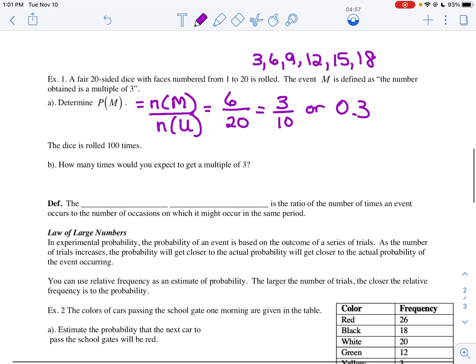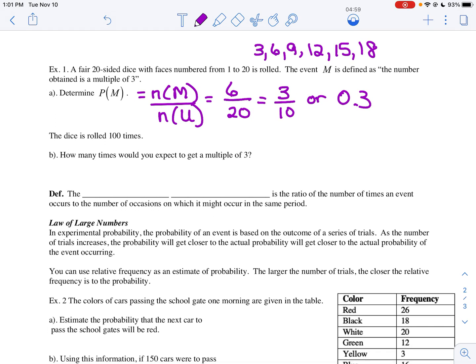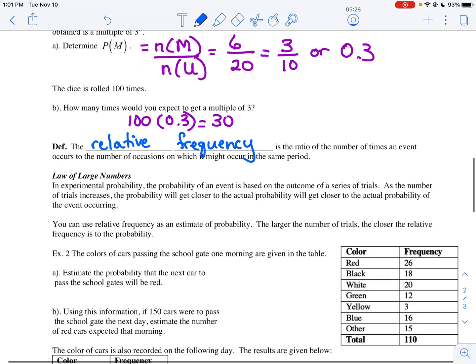Now, what if the die is rolled 100 times? Out of the 100 times, how many times would you expect to get a multiple of 3? Well, you'd take 100 times your 0.3, so we would expect it 30 times. All right, we have something called a relative frequency. A relative frequency is the ratio of the number of times an event occurs to the number of occasions on which it might occur in the same period.